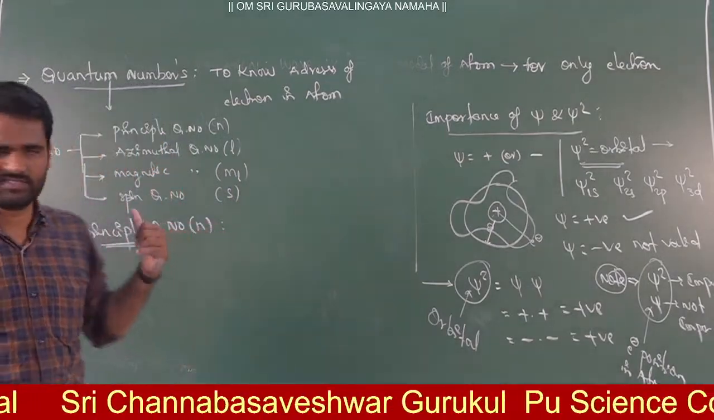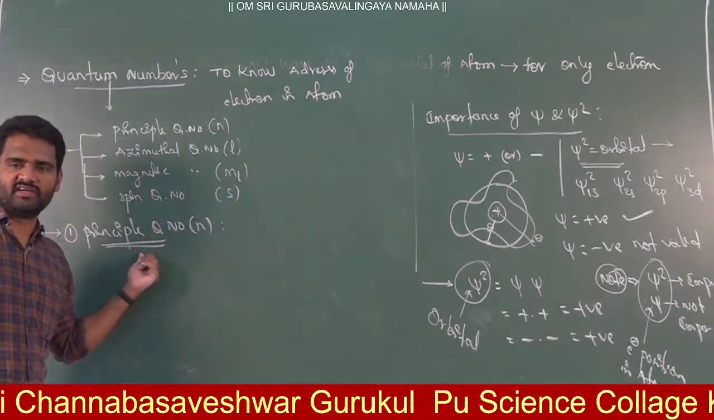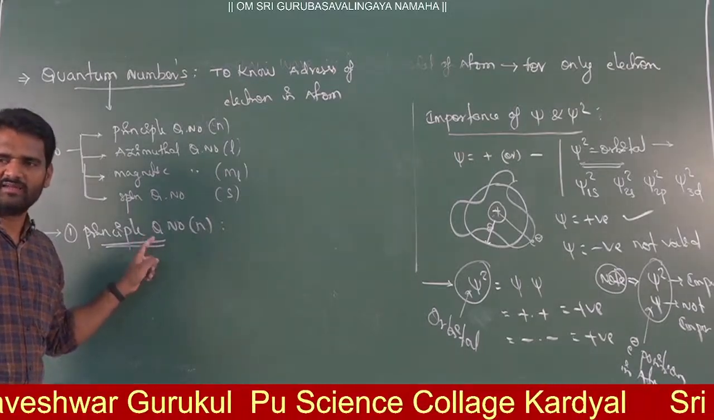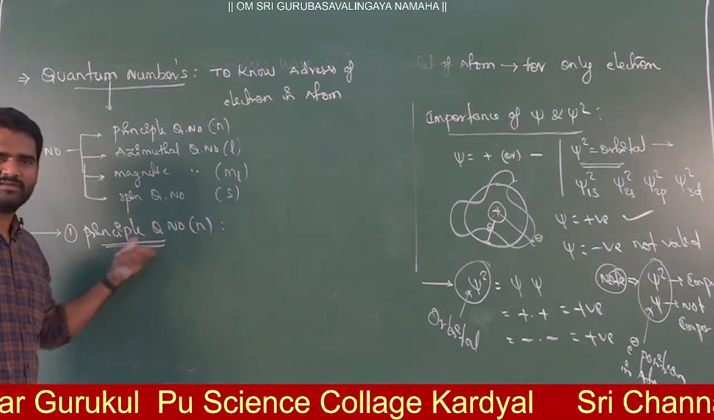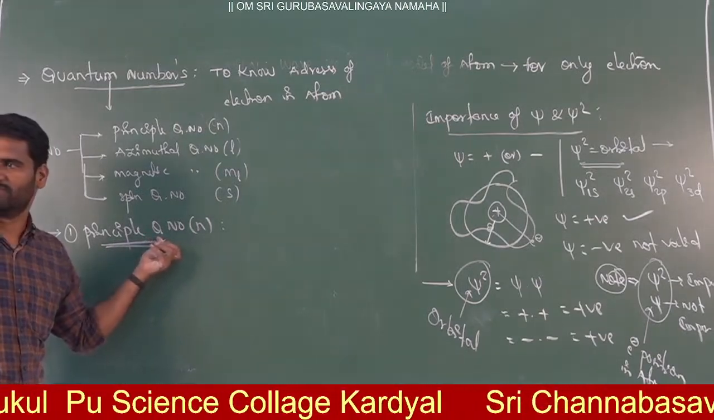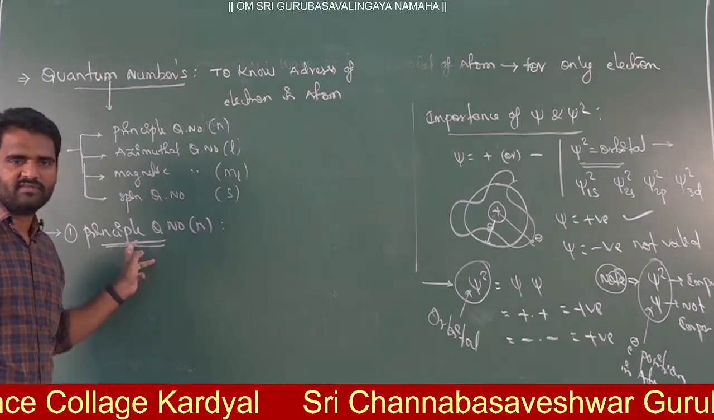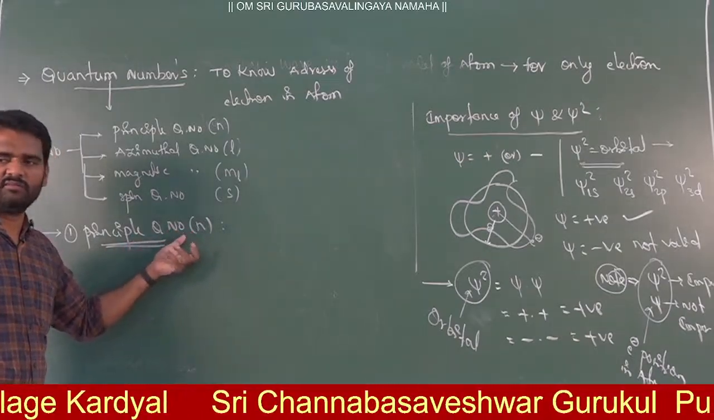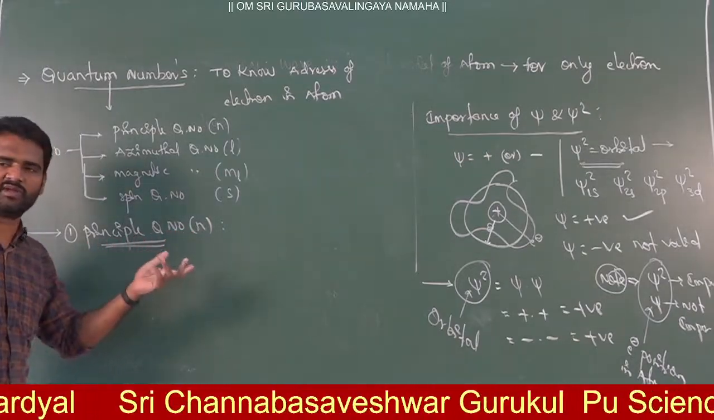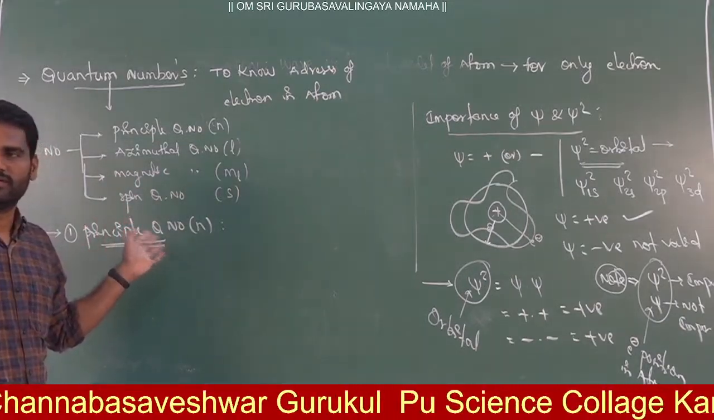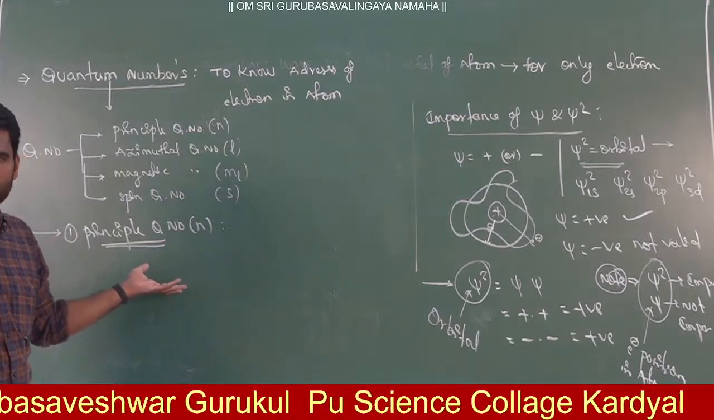Already I gave it once when I taught the Bohr postulates. Orbit number, shell number, another name is principal quantum number. Orbit number, shell number or principal quantum number, all are the same. They are represented with E_n. Now tell me, who proposed this principal quantum number concept? Niels Bohr. Yes or no?